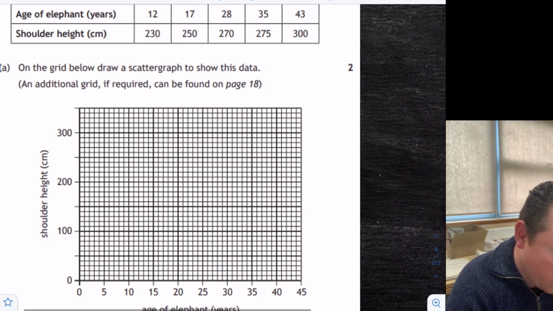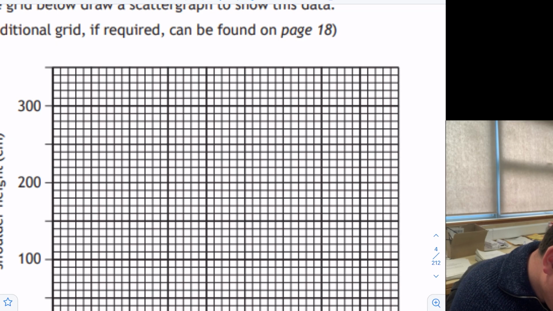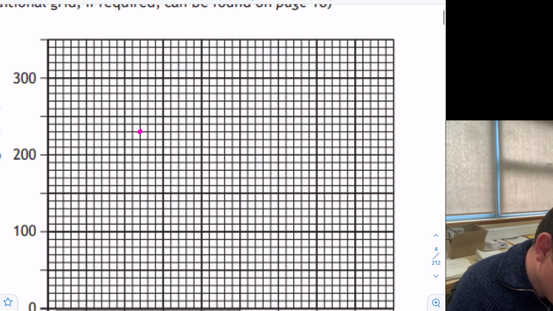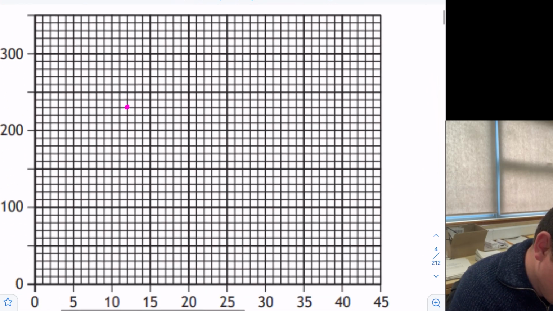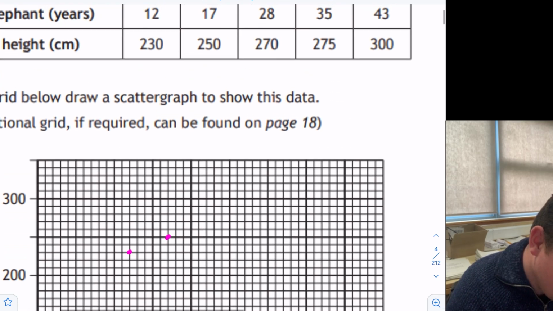So the first one is 12 to 30. So I'll go to 12, up to 200, and then 10, 20, 30. So I'm going to plot this on now. I'm on 10, 11, 12, 10, 20, 30. There's my first dot. The next one is 17 to 50. So 17, 2 after 15, straight up. I'm at 200 and then up to 250. It's in the middle of 200 and 300. I'll double check before I mark it, and I'm fine with that.